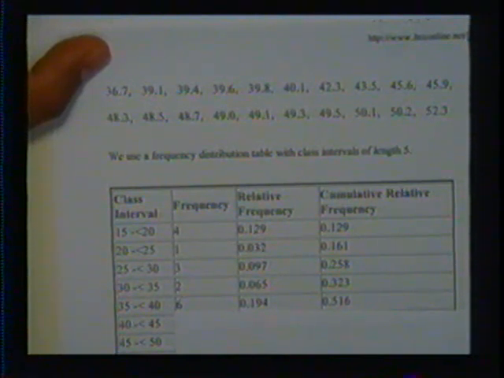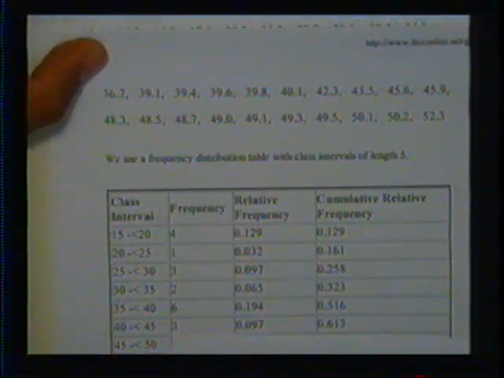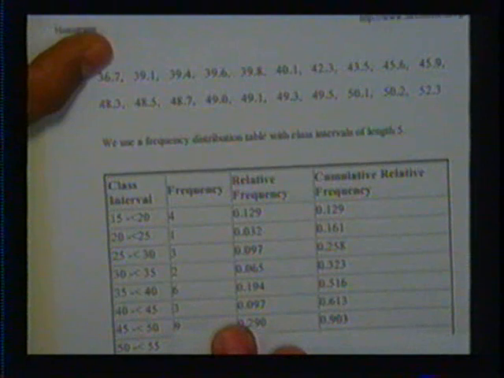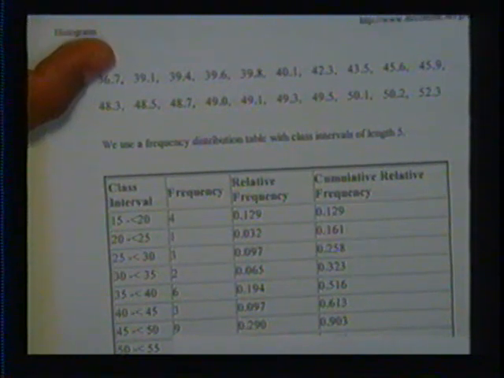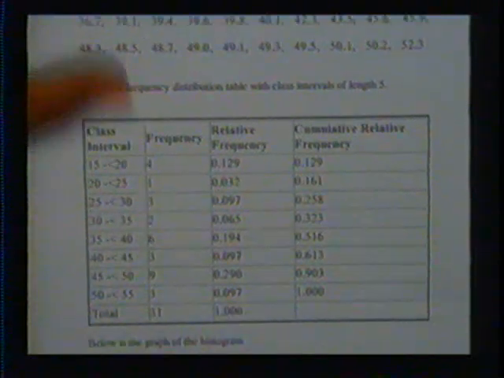So you guys are following it? Or should I repeat it? It's 3. 45 is 1, 2, 3. Then between 45 and 50, 1, 2, 3, 4, 5, 6, 7, 8, 9. Correct. And then the last interval is between 50 and 55: 1, 2, 3. Correct. So in all you have 31 readings.